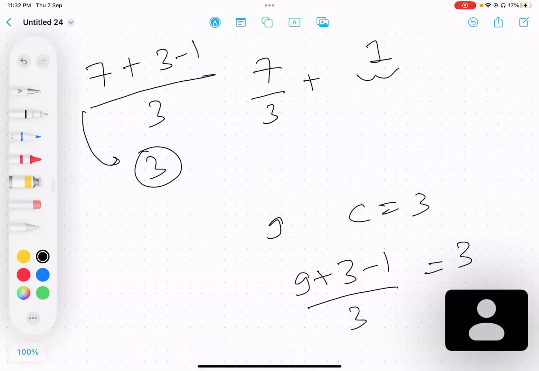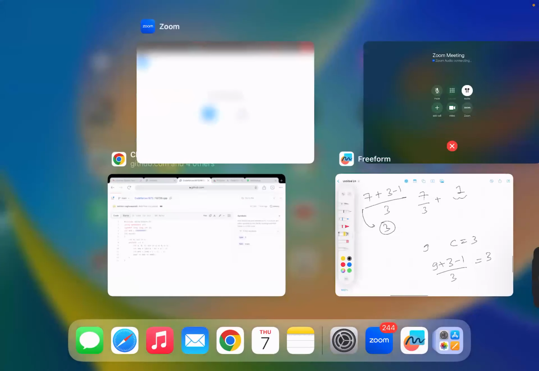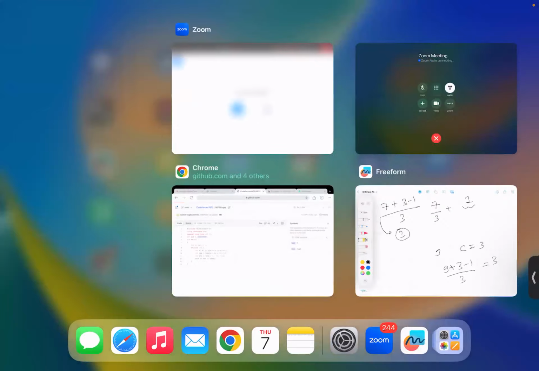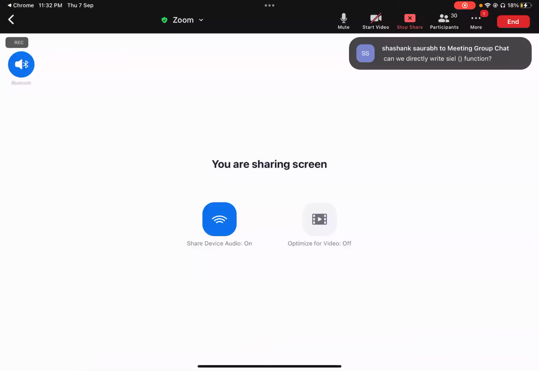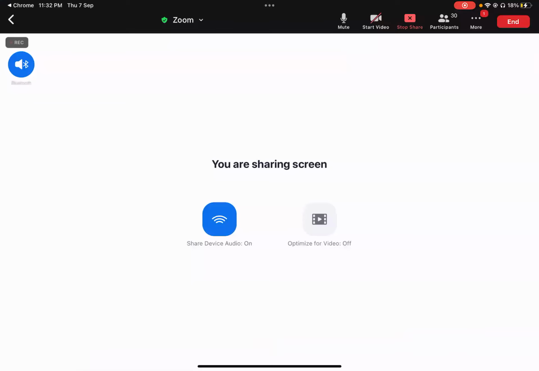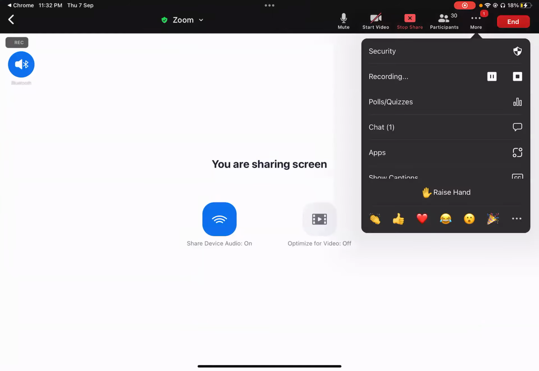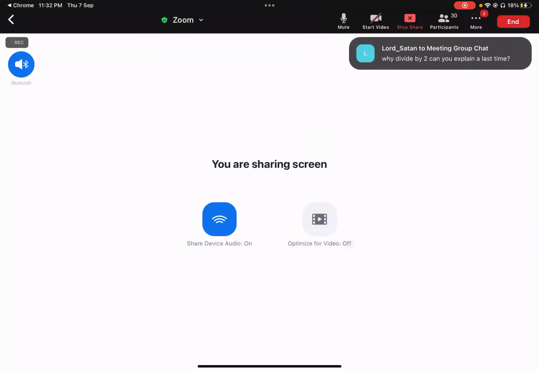So this is a basic tactic which we use if we want to add 1 when the remainder is not equal to 0. In that case, we just add C minus 1 and this helps us. And in the end I just wrote the answer. Is the approach clear to all? Can we directly use the ceil function? Yeah, you can use it.